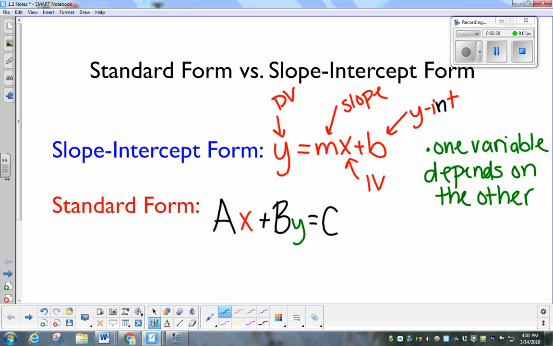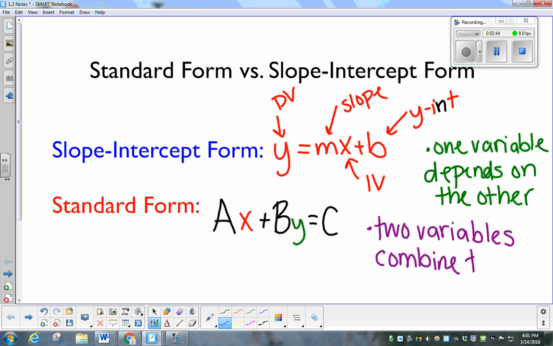The reason for that is because when we're talking about something in standard form, the two variables, so x and y are what we usually use, combine to produce a fixed value. So that's standard form. Your two variables are on one side because they combine to produce a fixed value.